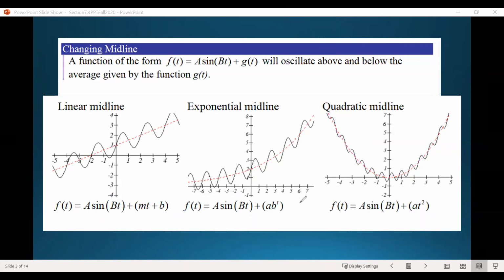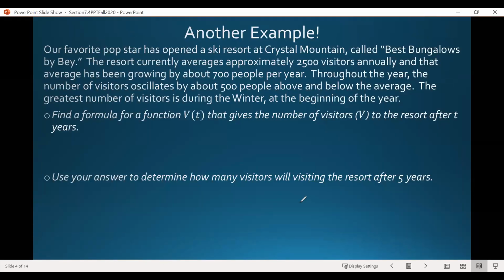All right, so let's take a look at one other problem related to this. Our favorite pop star, obviously Queen Beyonce, has opened a ski resort at Crystal Mountain called Best Bungalows by Bay. The resort currently averages approximately 2,500 visitors annually. And that average has been growing by 700 people per year.